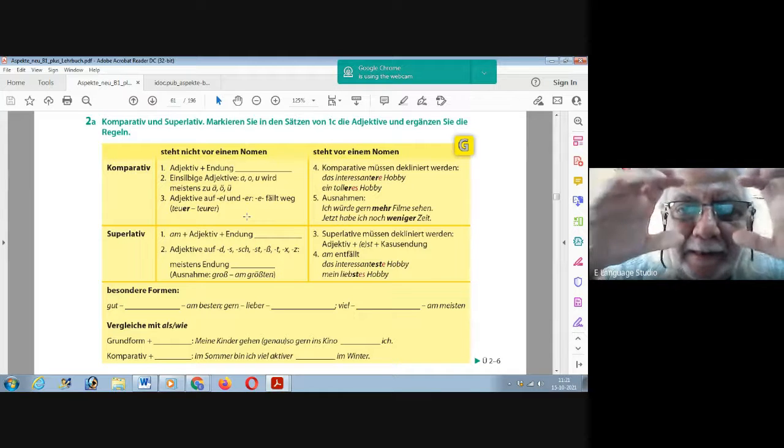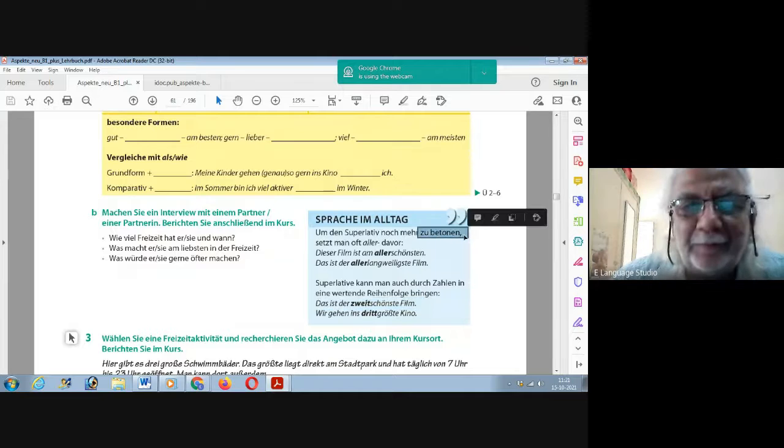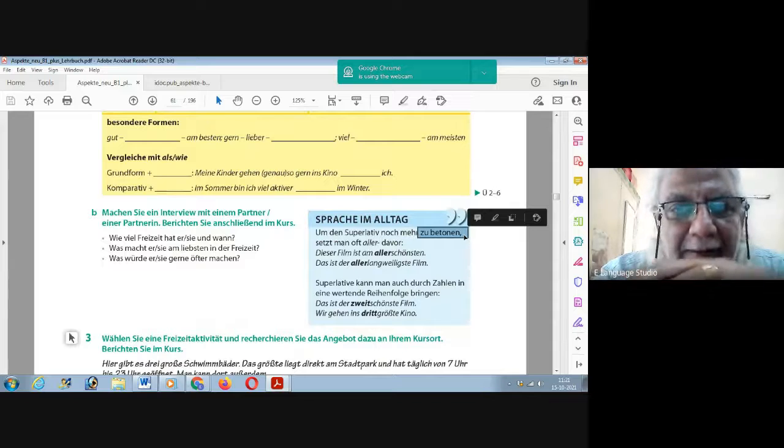But if you want to really heighten that color, to betonen, then use it with some other object which is deeper in color.